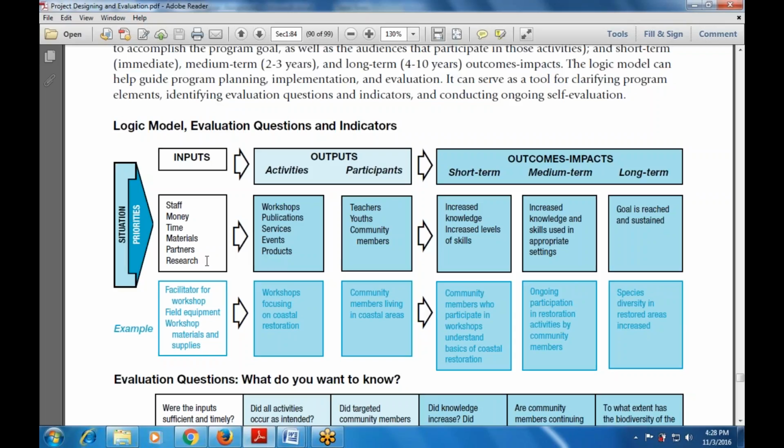The next one is the outcome or the impact. There are again three types of impact that are carried out: one is short term, one is medium term, one is long term. Short term is increased knowledge and increased level of skills. Then medium term is increased knowledge and skills used in appropriate settings. What is the knowledge and the skill that will be increased, that will be used in appropriate settings. Appropriate setting in the sense of appropriate approach.